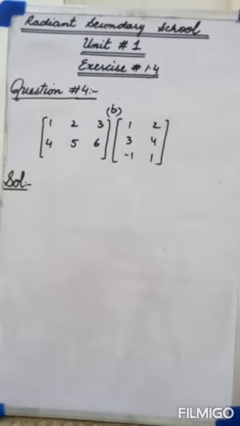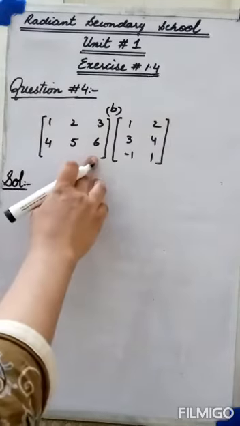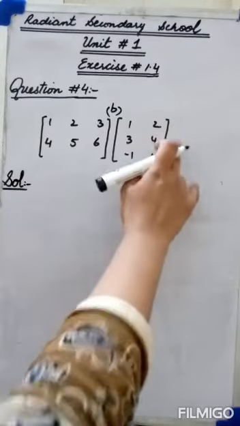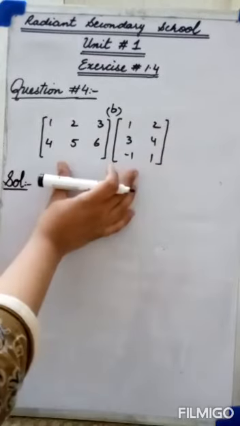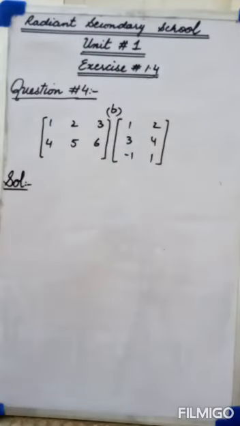Now students, this is question number 4. I am not doing part A, which is the same as we have done in part number 5 of question number 3. Just the entries are changed. Now in part B, look how many columns are there in the first matrix. It is 3, and rows are also 3 in the second matrix. The product is possible. The question is the same: find the product or multiply the following matrices.